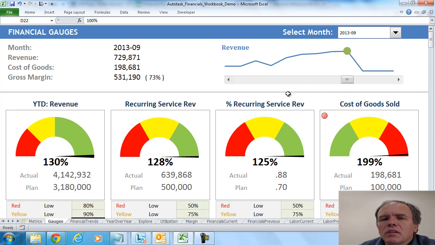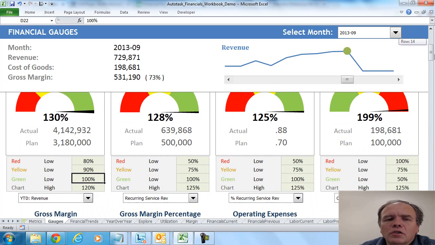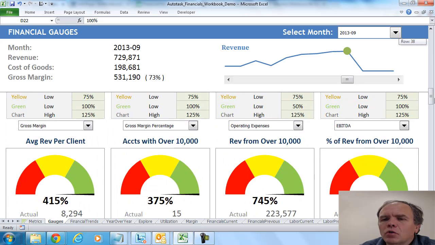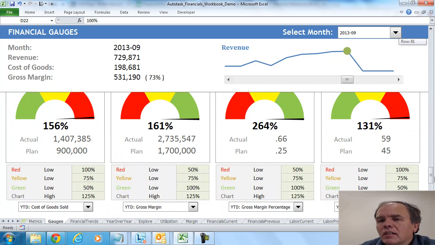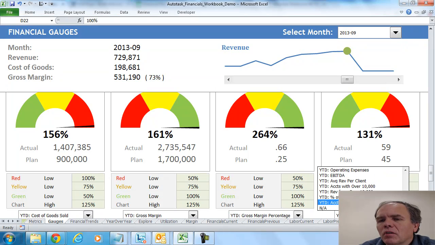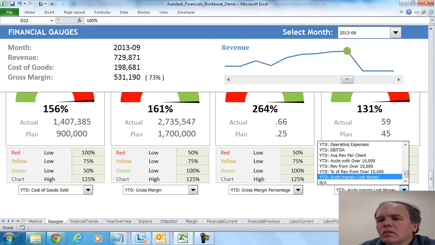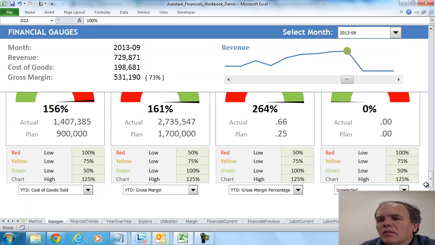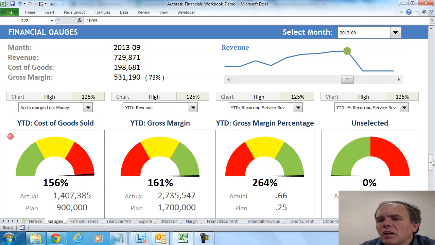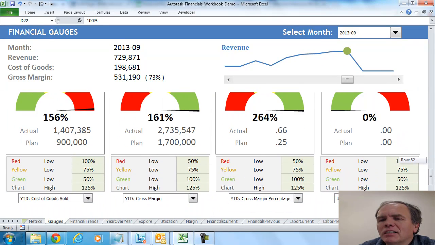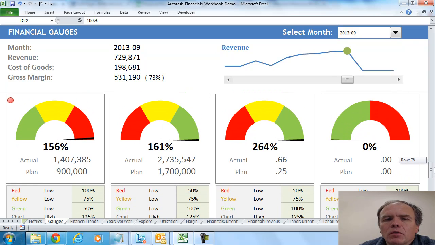Pretty straightforward in terms of the selector. We always show some data up here, which is just the pure numbers for the month selected: the revenue, the cost of goods, gross margin, and percent gross margin. I see that as a visual. One of the selectors you can also select as you're building out what gauges you want to use is unselected, which just means that there's no data to present. If I choose unselected, then there's no data to display. So that's straightforward.